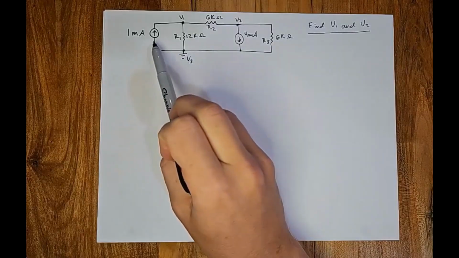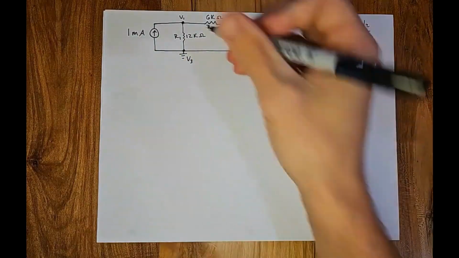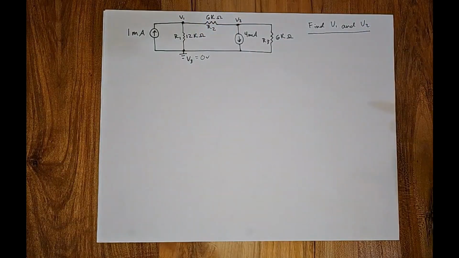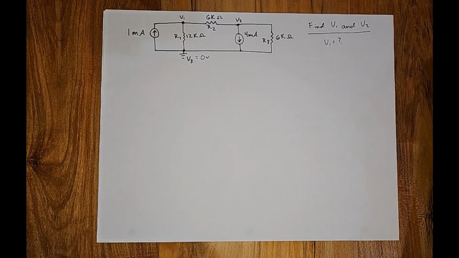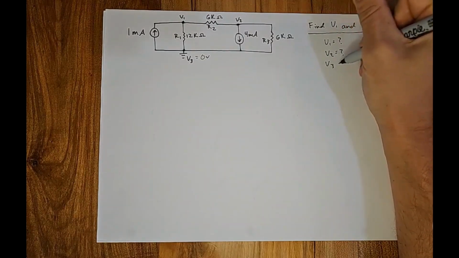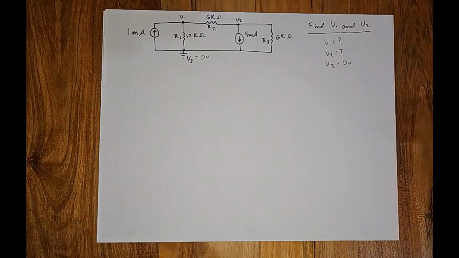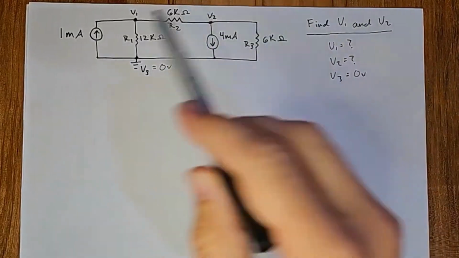So use nodal analysis to find V1 and V2. We also have V3. Remember, this whole bottom node here is V3, but it's already solved for us because it's a reference. 0 volts. So V1, we don't know. V2, we don't know. V3, easy, 0 volts.